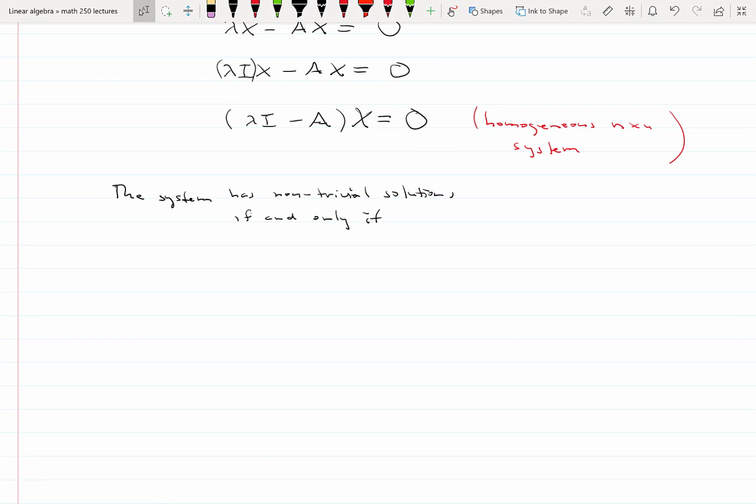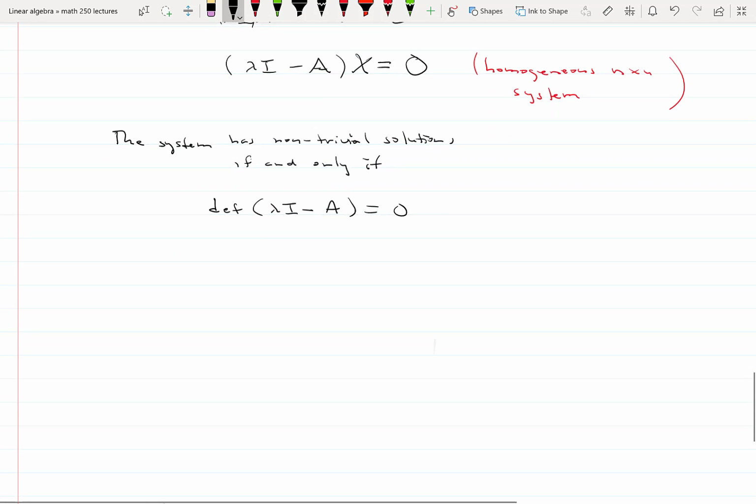the determinant of the coefficients is what? Is it 0 or is it not 0? The determinant of lambda I minus A is 0. Remember, we get a unique solution, which would be the trivial solution for a homogeneous system, if and only if the determinant is not 0. We're interested in non-trivial solutions, so we need the determinant of lambda I minus A to be 0 to guarantee the existence of eigenvalues and eigenvectors.